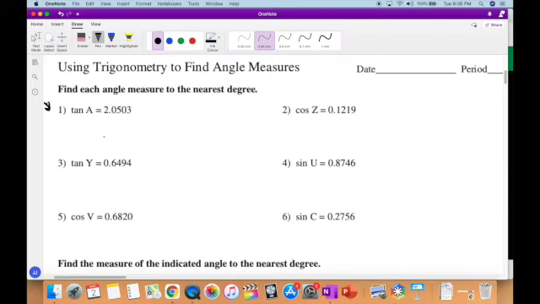To use the, I forgot what you call it, the tan inverse. So A is equal to the tan inverse of 2.0503, and you have to type in the whole thing. So the second function, tan inverse of 2.0503 is equal to 63.99 degrees. So did you all get that?